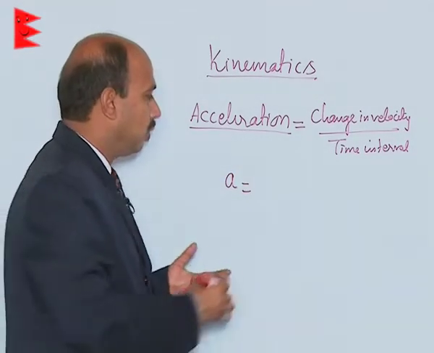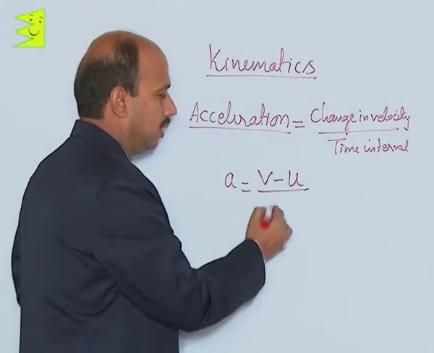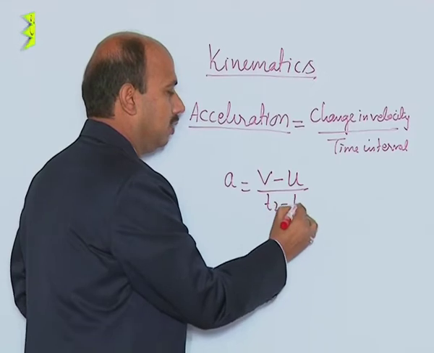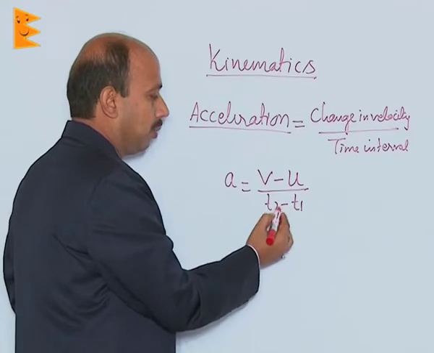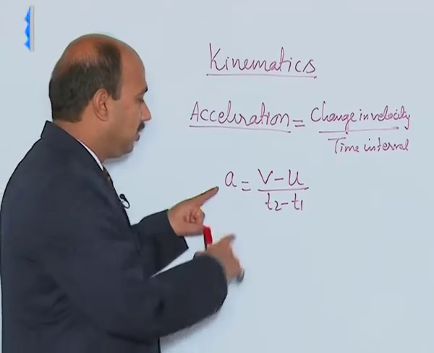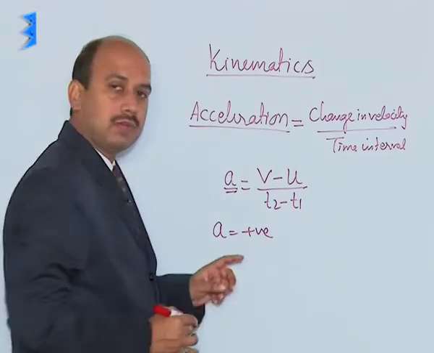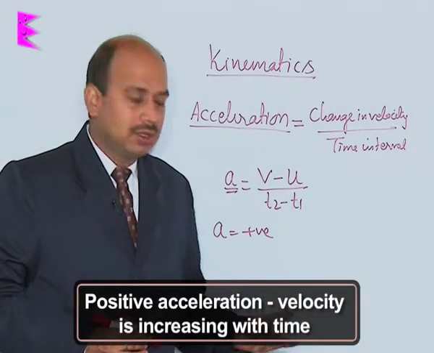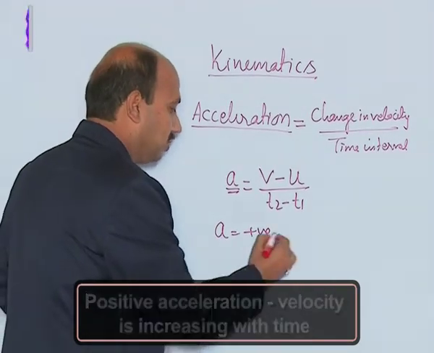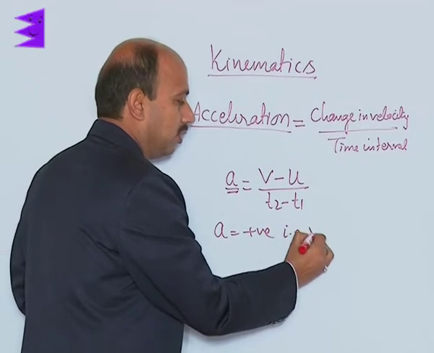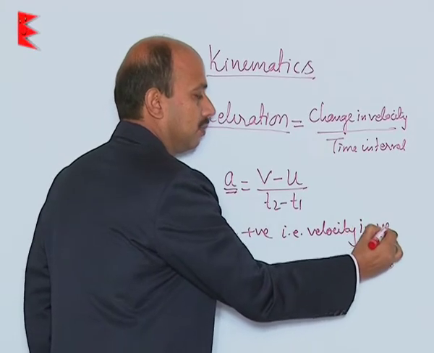If you take final velocity as V and initial velocity as U, then you will get the time interval t2 minus t1. This acceleration is V minus U upon t2 minus t1. Suppose A is positive, it means velocity is increasing with time, that is called positive acceleration. If A is positive, velocity is increasing.